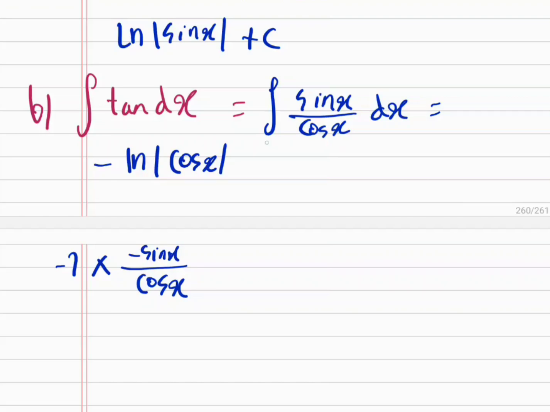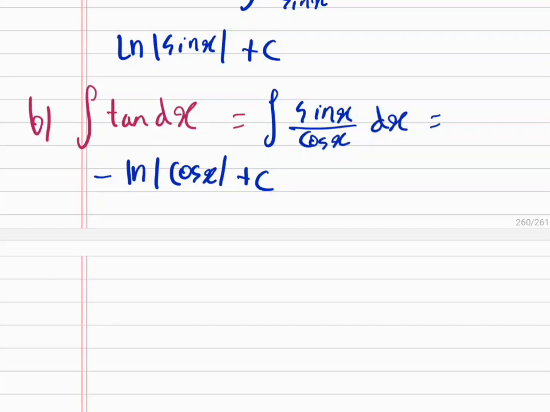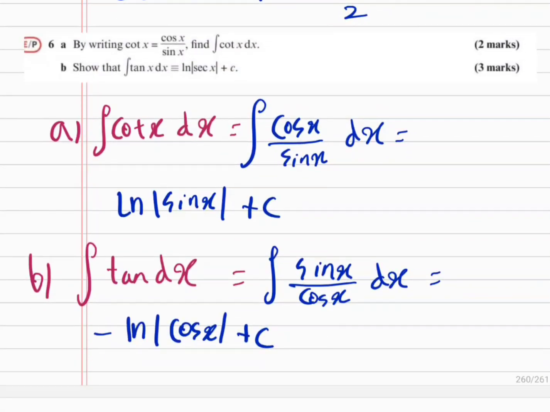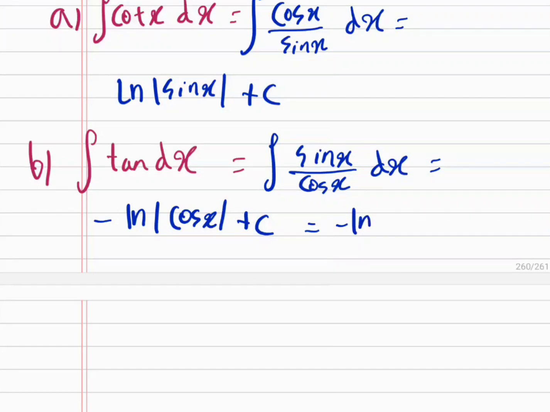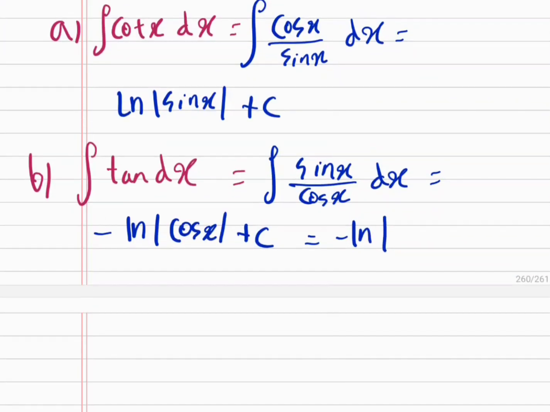That's the integral. But remember that the question says show that this is equivalent to ln sec x. This is very easy because we know that sec x in general is 1 over cos x. So we need to find a way such that we get 1 over cos x inside the ln rather than cos x.